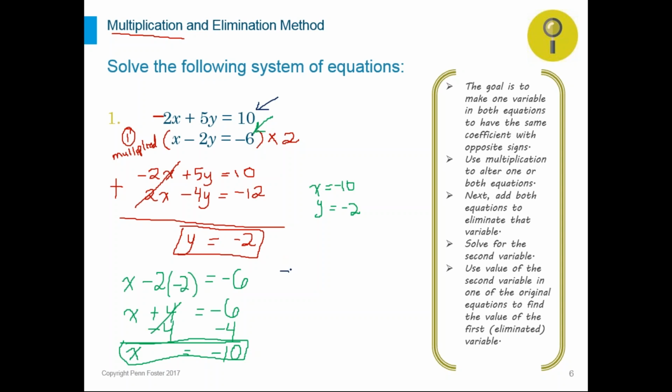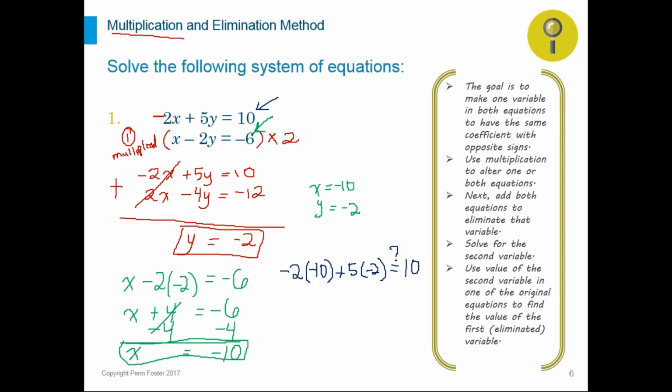So I'm saying that negative 2 times x, which is negative 10, plug in the value, plus 5 y is negative 2 times negative 2 should equal 10. Does it equal 10? So I'm going to put a question mark and see.